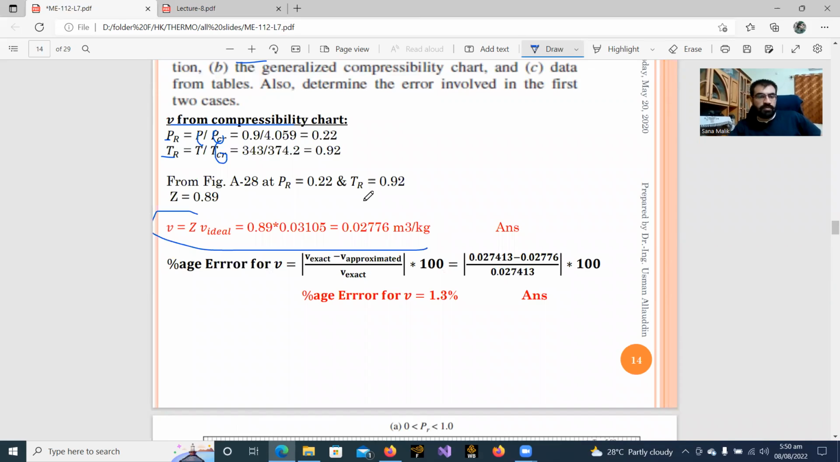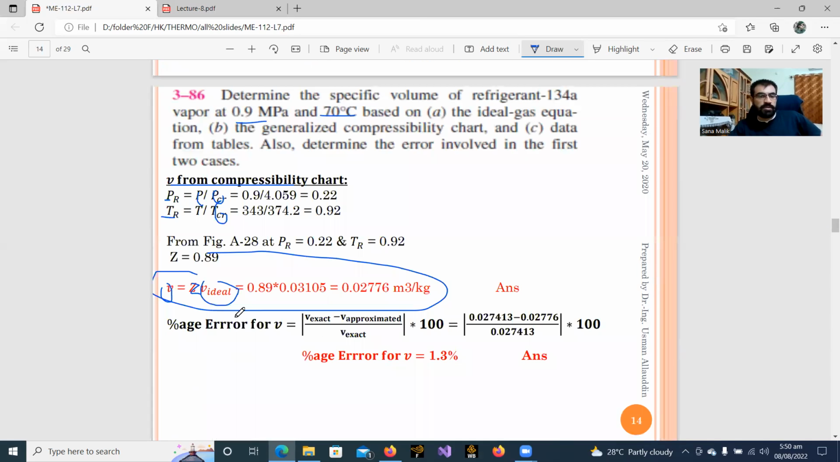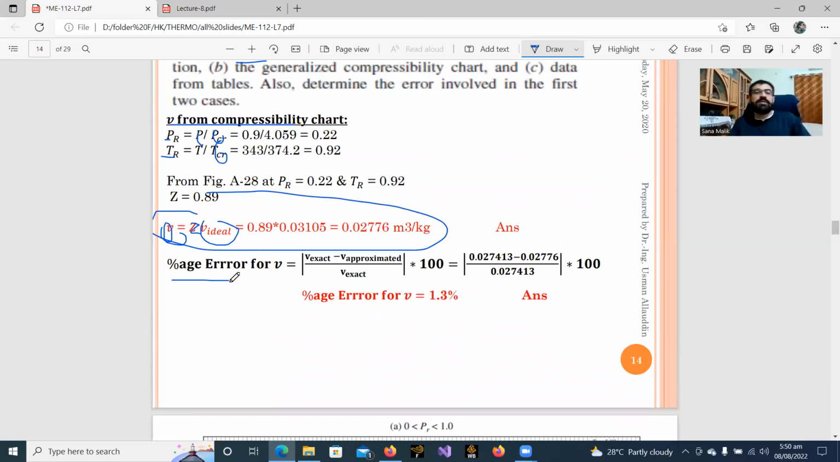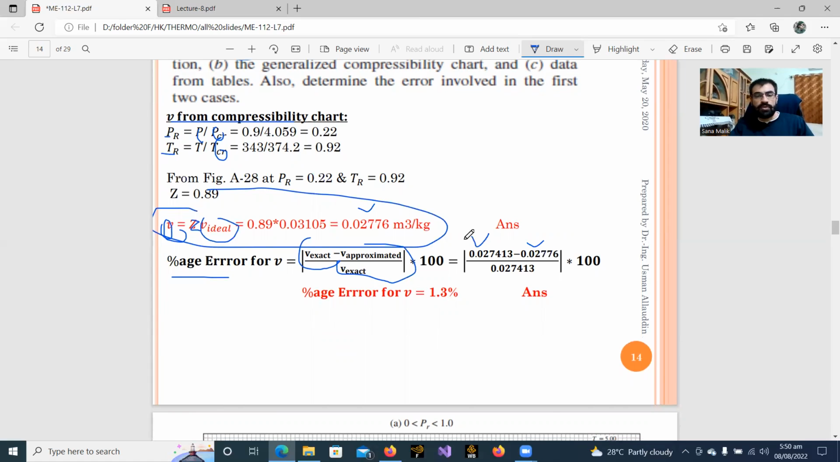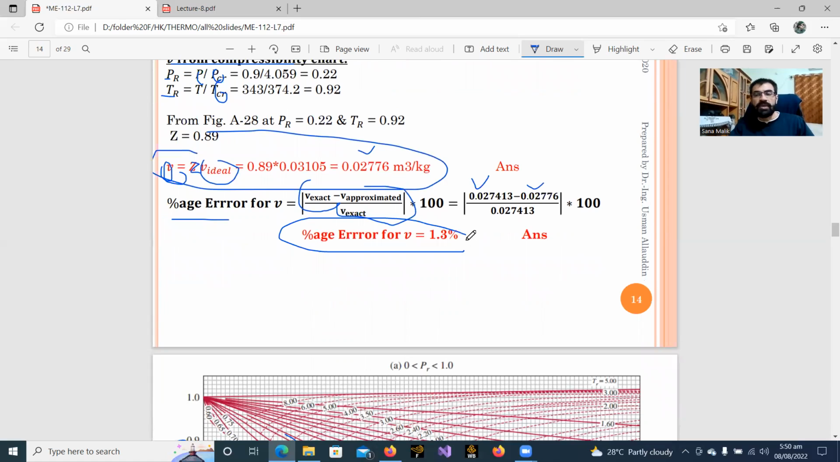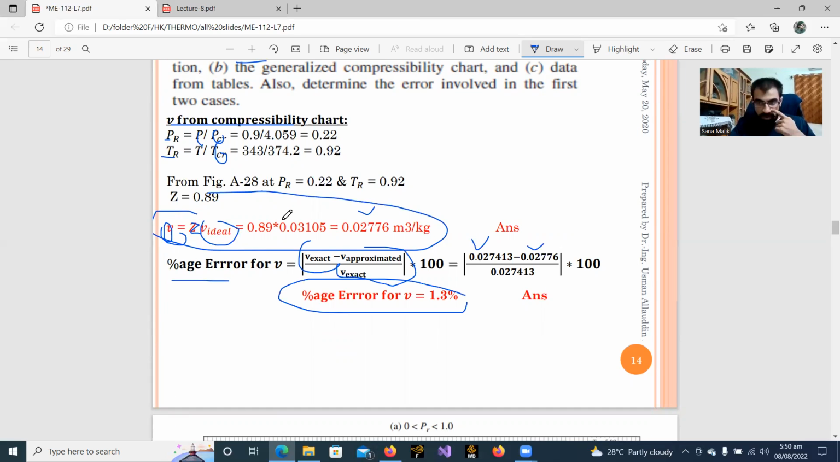So the specific volume is the compressibility factor times V ideal. To calculate the percentage error, we use the relationship V exact minus approximated divided by exact. The exact was found using the tables, and this is the approximated one. Look at how much percentage error is reduced by incorporating the compressibility factor. So that's the use of the compressibility factor.